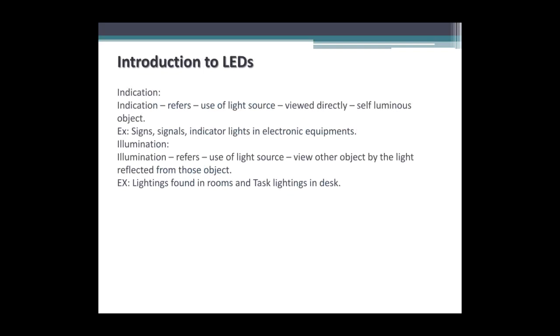Indication. Indication refers to the use of a light source to view a self-luminous object directly. Example: signs, signals, indicators, lights in electronic equipment. Illumination. Illumination refers to the use of a light source to view other objects by the light reflected from those objects. Example: lighting found in rooms and task lighting on a desk.